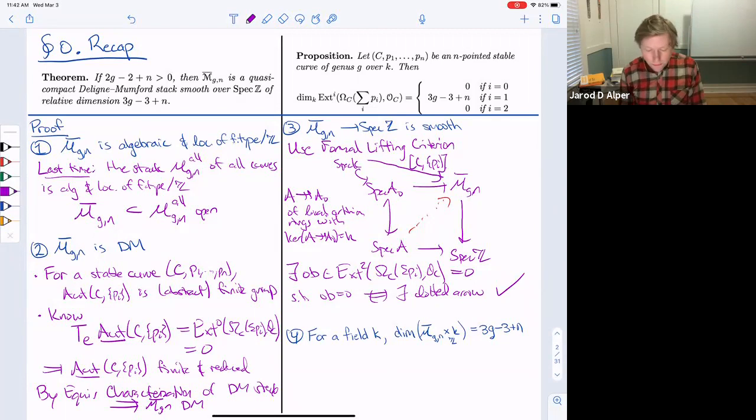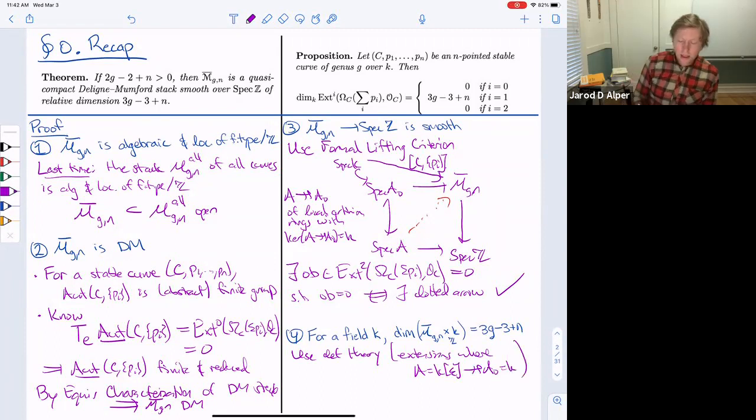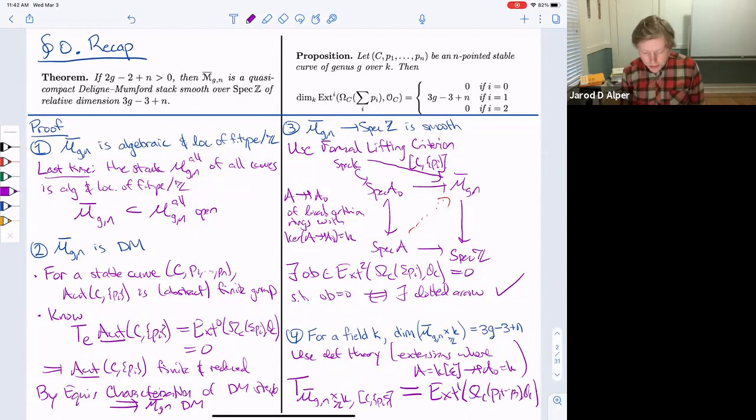And then finally, again using just infinitesimal deformation theory, you consider extensions in this diagram where A is the dual numbers and A naught is the residue field. And then all possible extensions are identified with the tangent space of the stack M_{g,n} bar over Z cross k at this point (C, p_i), which is identified with Ext^1 of omega_C(p_i) into O_C. Okay, and since this group we can calculate its dimension is 3g minus 3 plus n, we get that the relative tangent space has that dimension. And since it's smooth, that computes the dimension of the stack of stable curves.